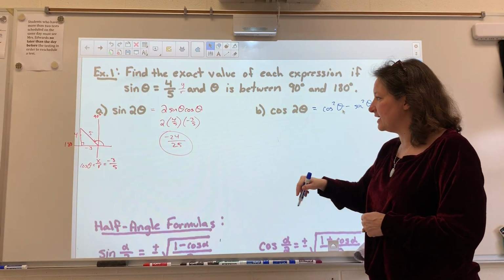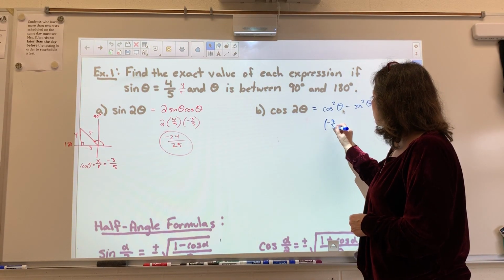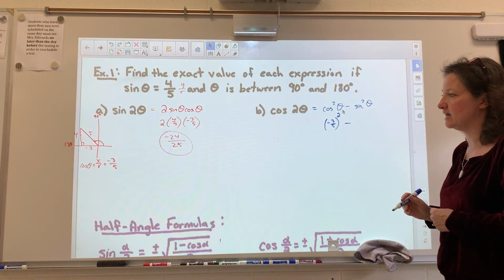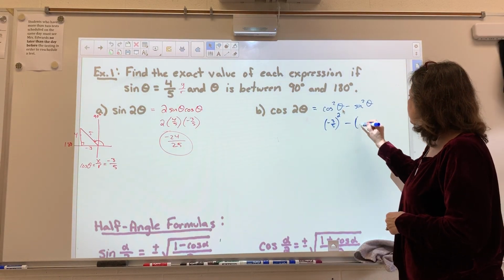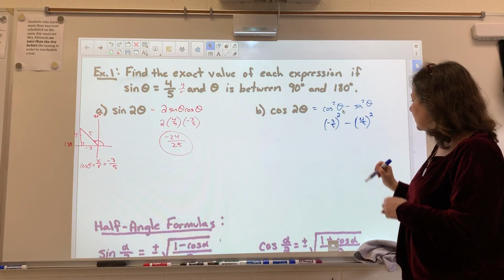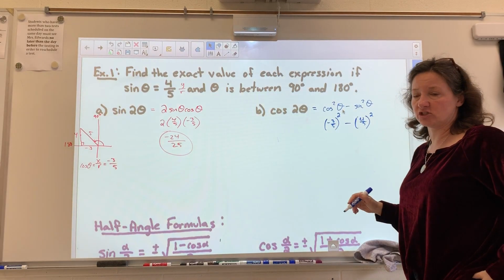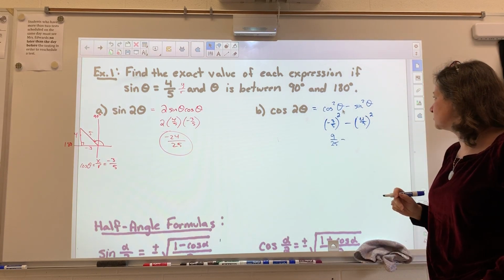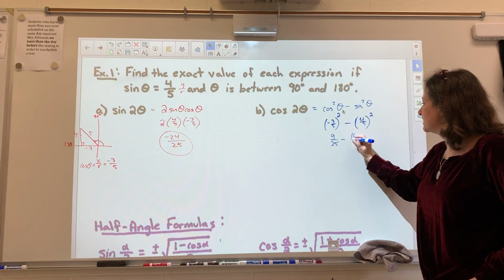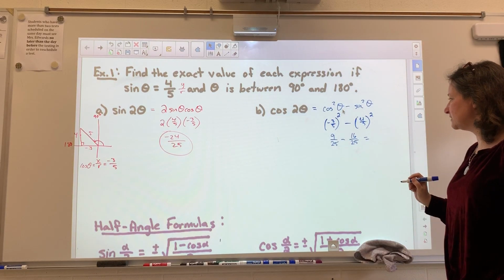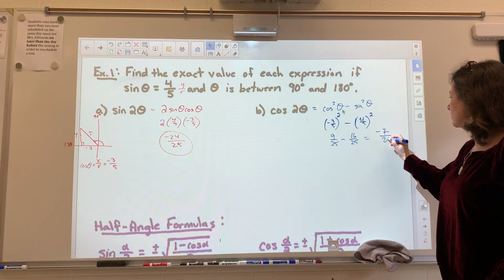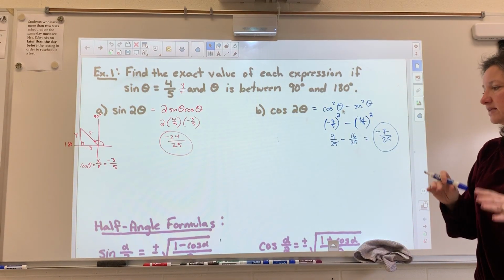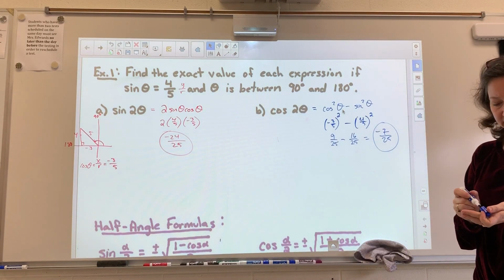What does cosine theta equal? Negative 3/5. What are we doing to cosine theta? We're squaring it. Minus. What does sine theta equal? Y over r, 4/5. What are we doing to sine? We're squaring it. What do we get when we square the first fraction? 9 over 25. Minus what do we get when we square the second fraction? 16 over 25. 9 minus 16 is negative 7 over 25. That is what cosine of the double angle equals.